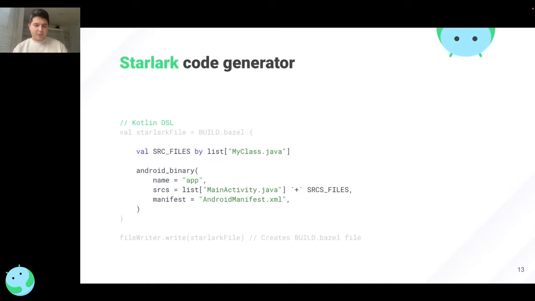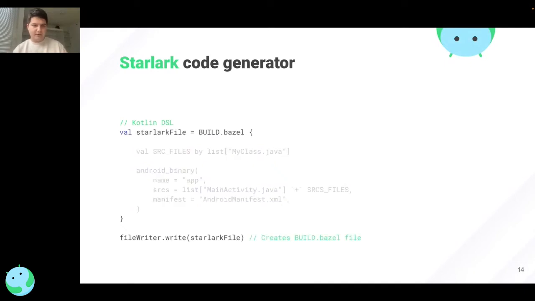With the DSL, we can define the content of the file that we need to generate in Starlark. For example, we can store this file in a separate variable. And then below, we can just write this file to the file system.